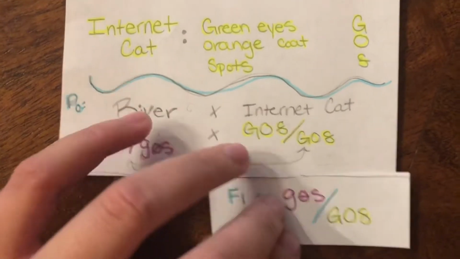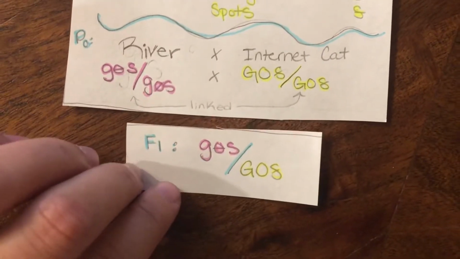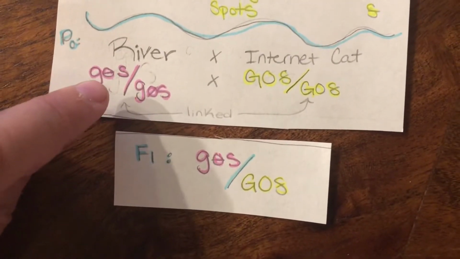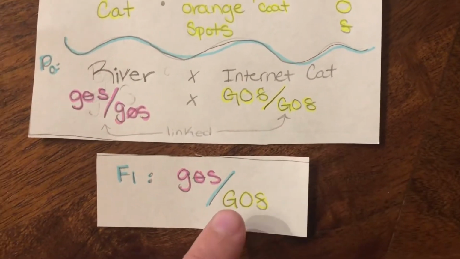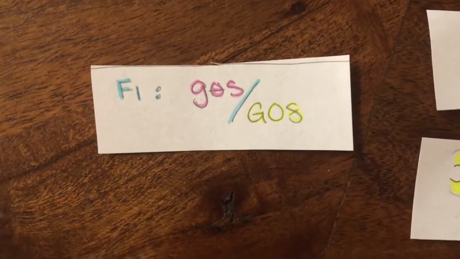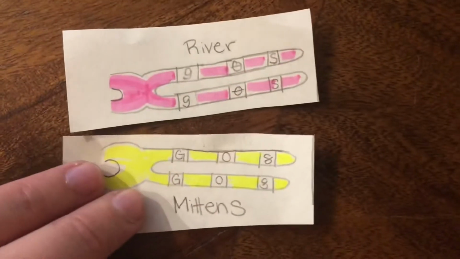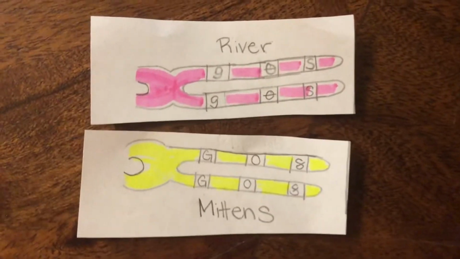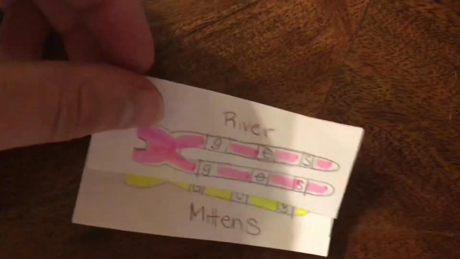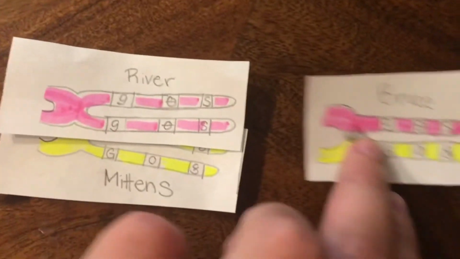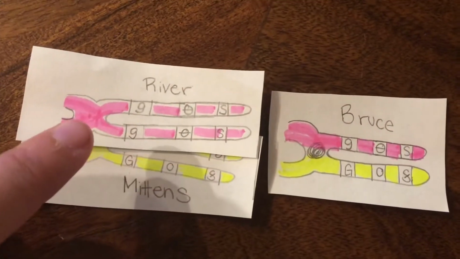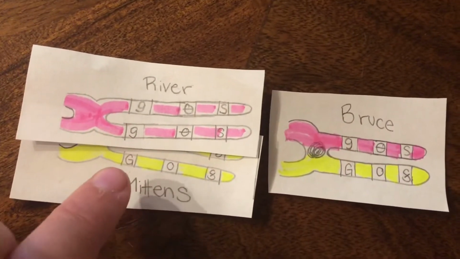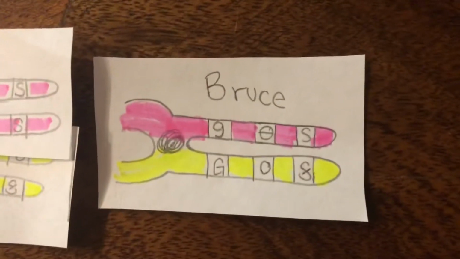And this parent generation would produce the F1 generation that looks a little something like this, where one part of the chromosome gets its linked loci from River, and one part of the chromosome gets its linked loci from the internet cat. For a visual representation of how this generation came to be, we can see River's chromosome here, and Mittens, which is what we're going to call the internet cat, its chromosomes here. If these two crossed, you could get a chromosome that looks something like this in the F1 generation, where this top part of the chromosome came from River and these linked loci, and this bottom part of the chromosome came from Mittens with these linked loci.